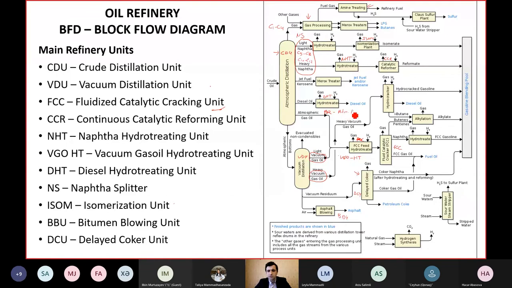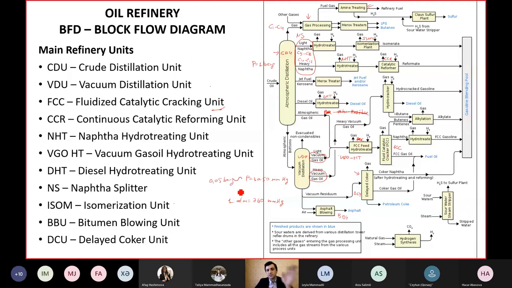Atmospheric residue. Sorry. Excuse me, can I ask a question? Yes, sure. We call them atmospheric because it goes out at atmospheric pressure, or is there another reason? Yes, exactly. So here the pressure is around 1 bar G or 1 atm gauge pressure, and when it comes to here, the pressure is around, let's say, 30-50 millimeter mercury. So as you know, 1 atm is 760 mmHg. In this case, the 50 is around 0.05 bar G.